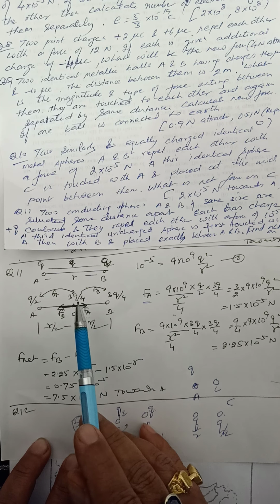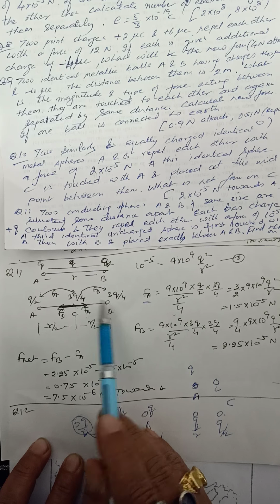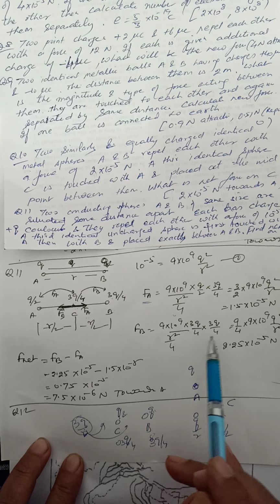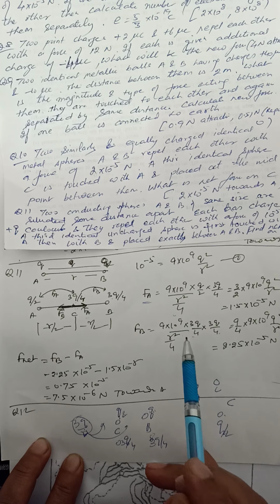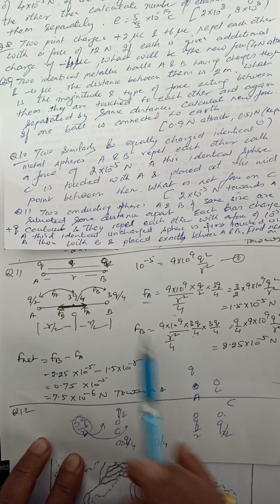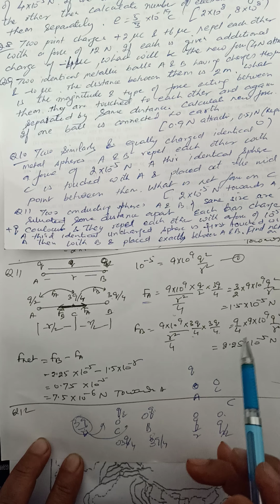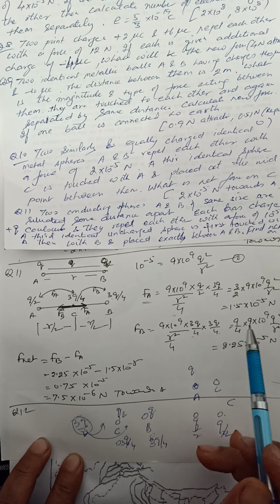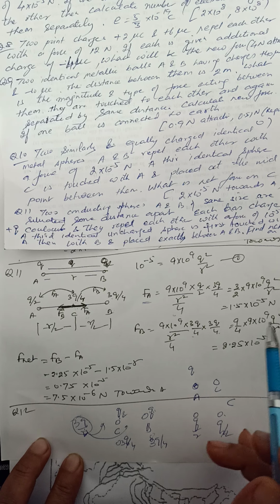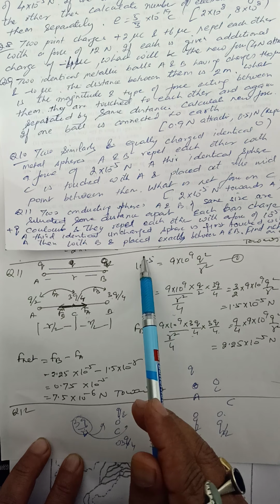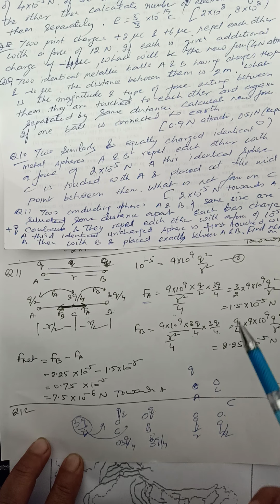Now FB is the force between C and B. So this is Q1, this is Q2. 9 × 10^9 q1 q2 upon distance square. From the diagram the distance is half, that is r by 2 square. On solving it becomes 9 by 4 into 9 × 10^9 q square by r square. We separate this term because the value of this term is given in equation 1, that is 10^-5. So 9 by 4 is 2.25 × 10^-5.